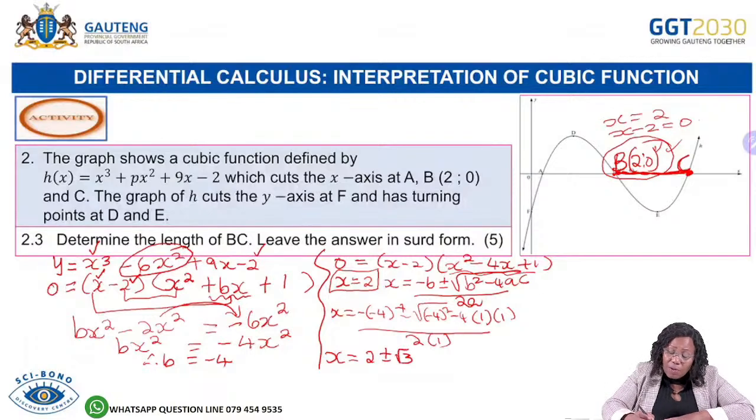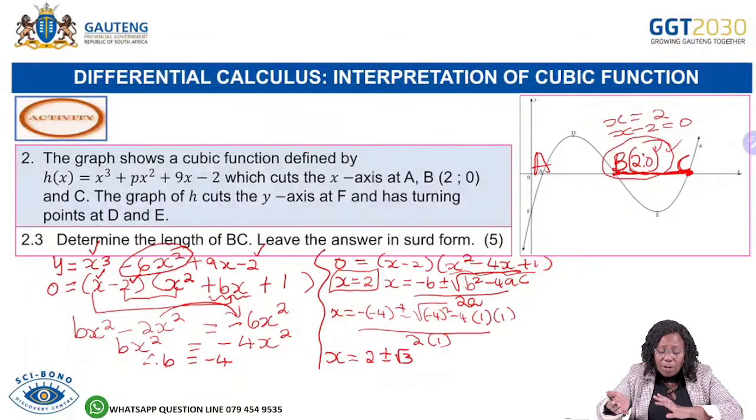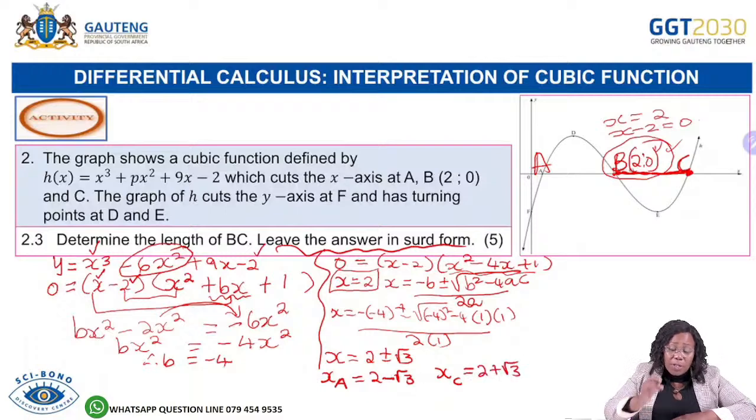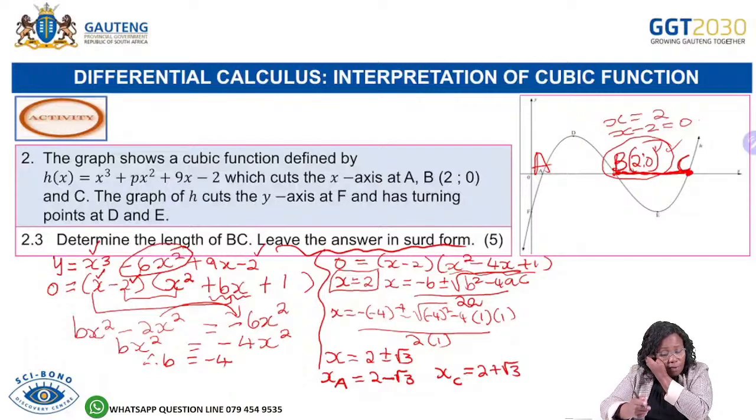That means now if we want to compare the intercepts, which one goes for A, which one for C, the x of A will be 2 minus the square root of 3, because they say leave your answer in surd form. And then the x of C will be 2 plus the square root of 3, because it's bigger than A. And then from here now, grade 12, we can determine the length of BC.